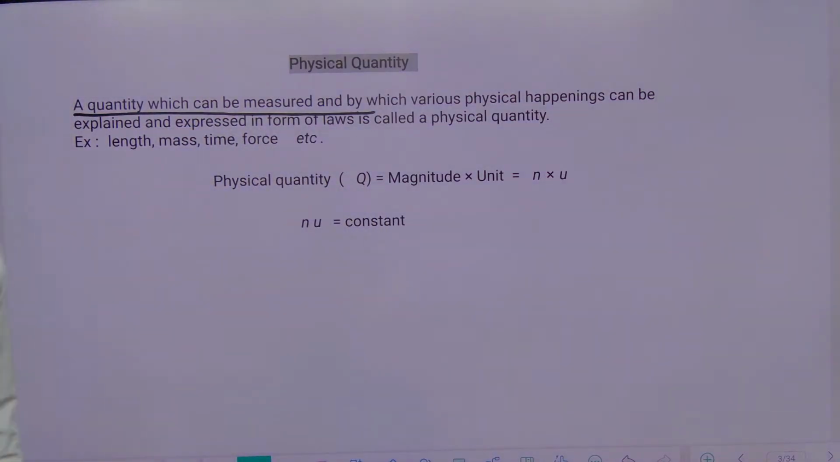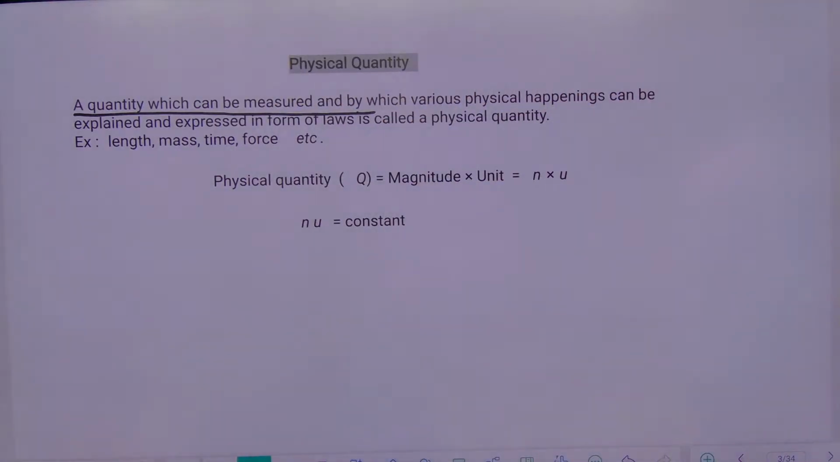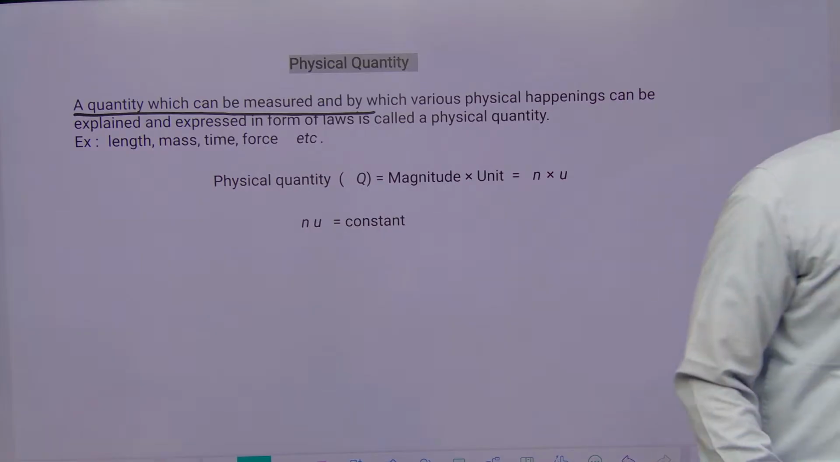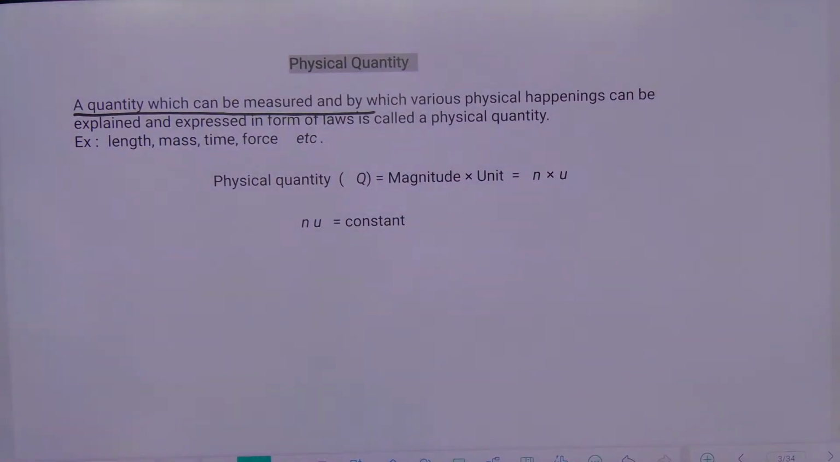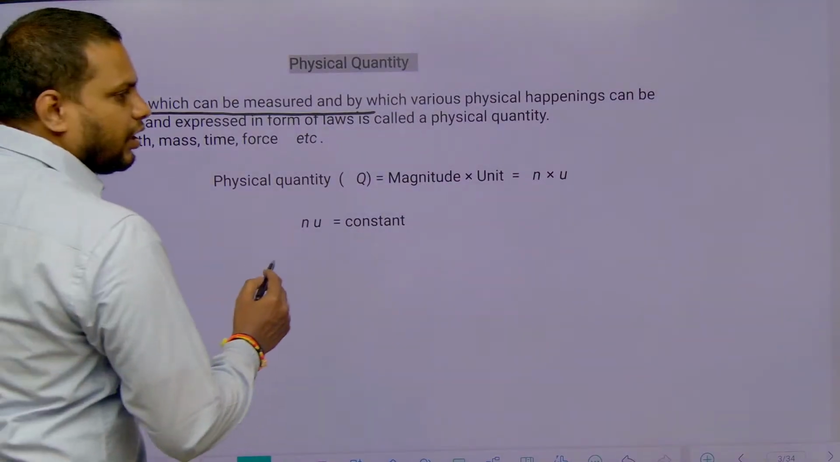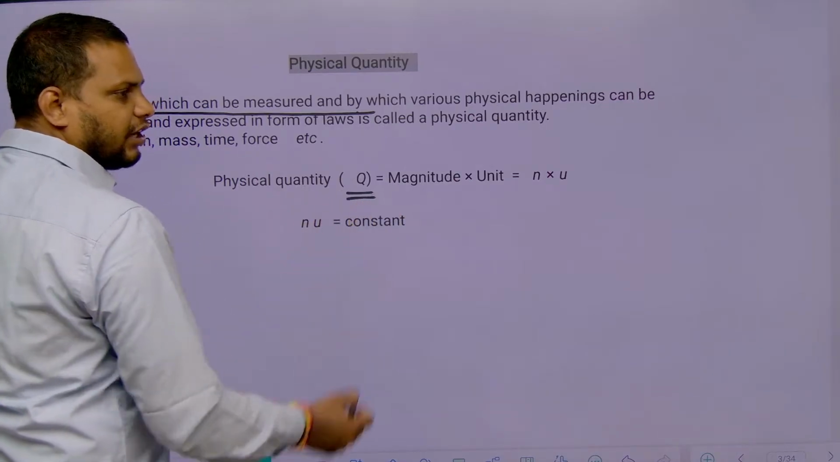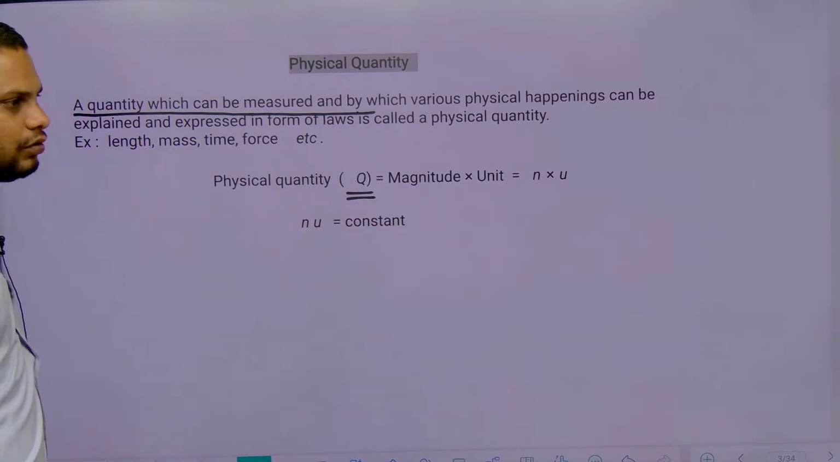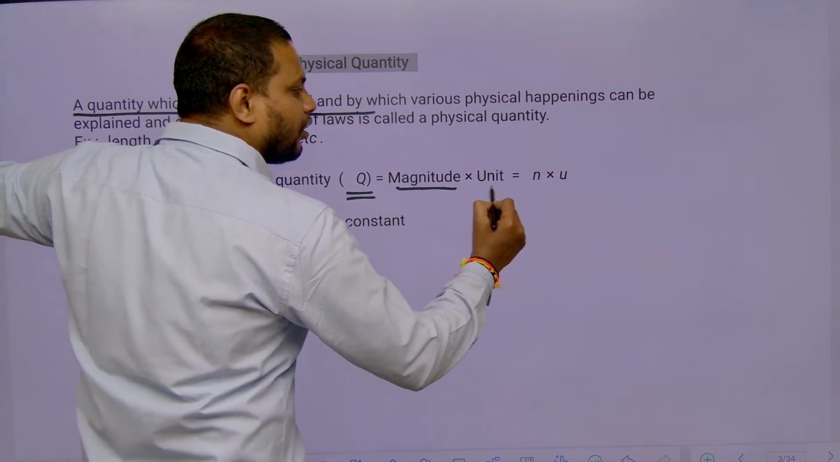Keep the heading physical quantity and write down: any quantity that can be measured is called a physical quantity. Now please remember, any physical quantity, let us take the physical quantity as Q, can be expressed as the product of magnitude and unit.